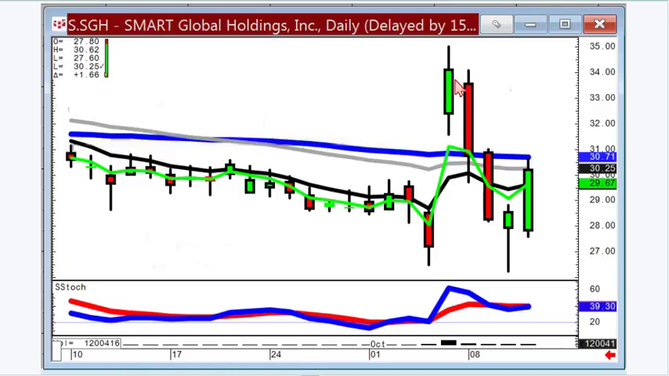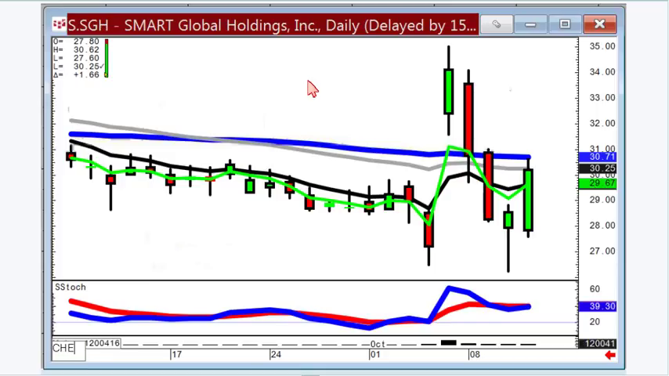Where would be the logical place if you were buying on this day to have a stop? They shouldn't come back down through the open of that kicker signal. If they do, who's in control? The bears are in control.